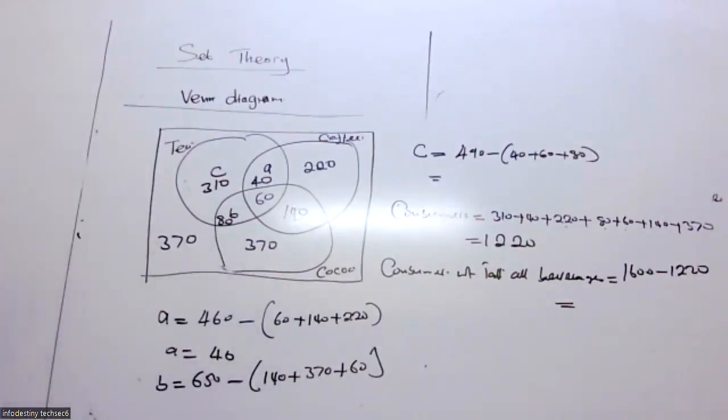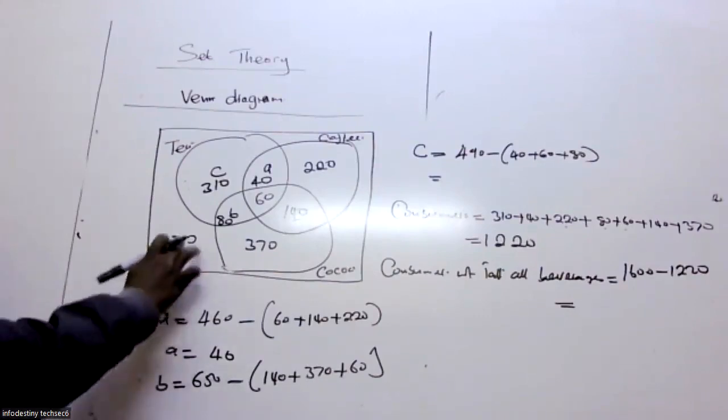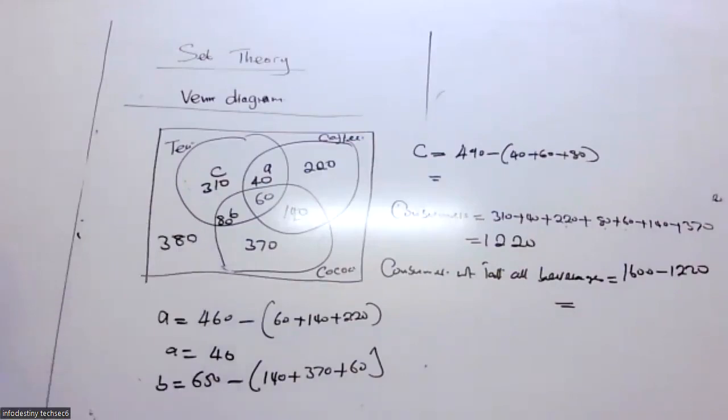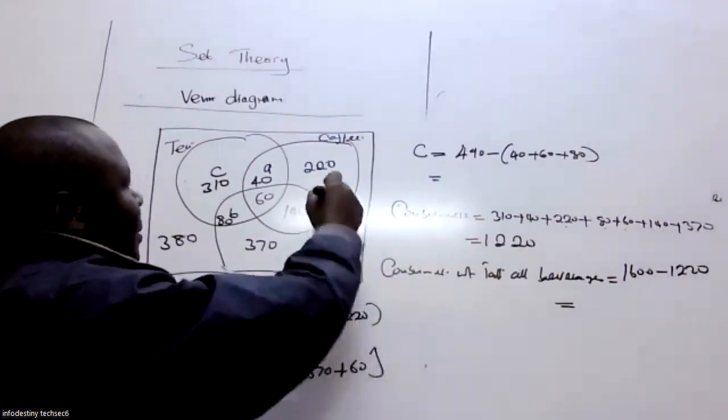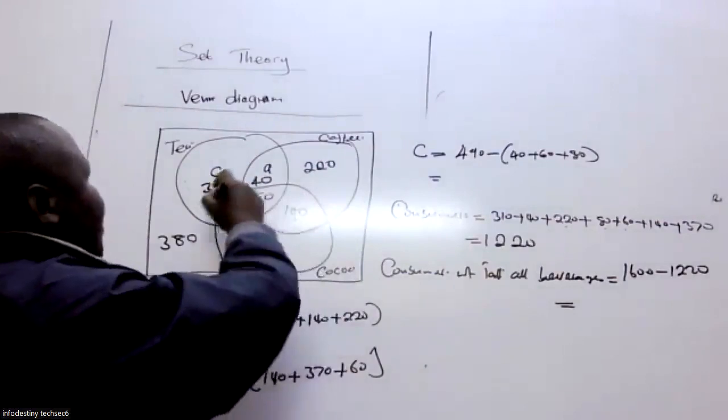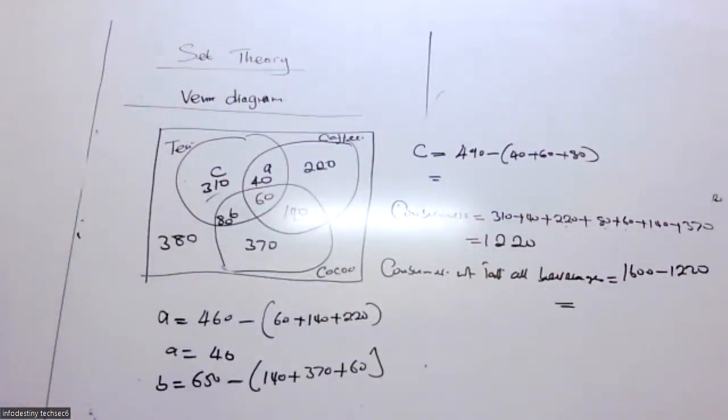You're together? Now, that is the first step because they want you to prepare the Venn diagram. Now let's go to the second part, the second one, that's number two. The number of consumers who took tea only is going to be what? 310. So you write the number of consumers who took tea only is 310. You put it together.